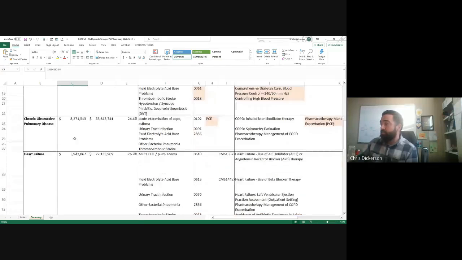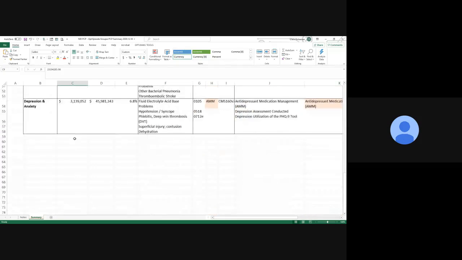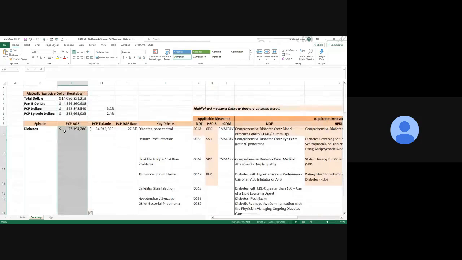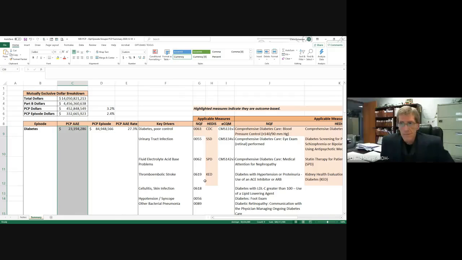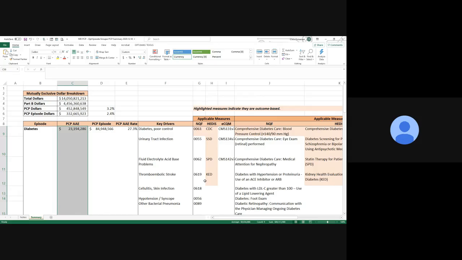Across all of the episodes? Correct. Knowing that there is some duplication, I'm just trying to understand the potential size of the impact, and that presumes that we were able to effectively eliminate all avoidable utilization, right? The AAE is what we see as potentially avoidable. Is that a fair way to interpret this? I don't want to misinterpret the data.